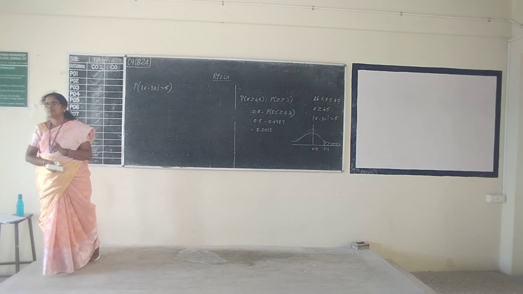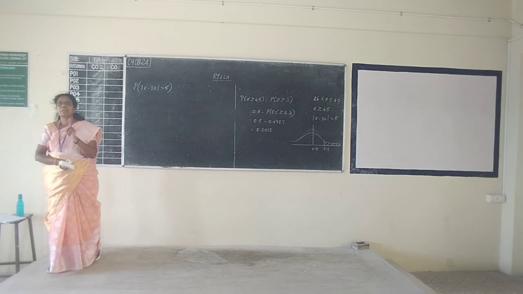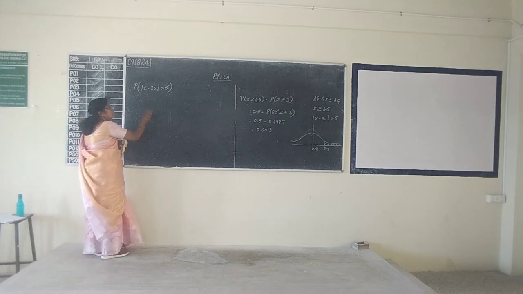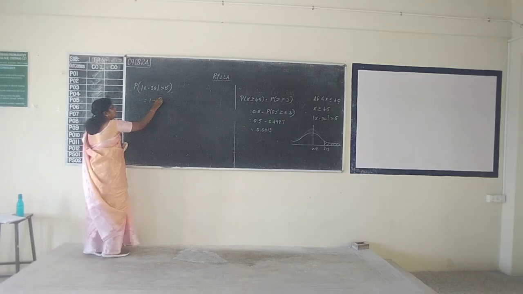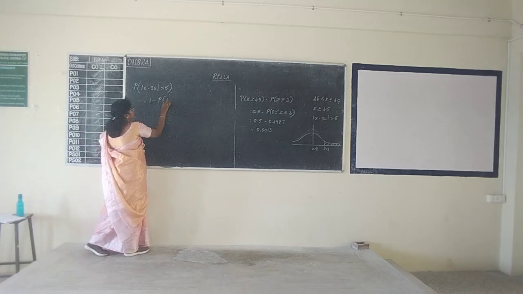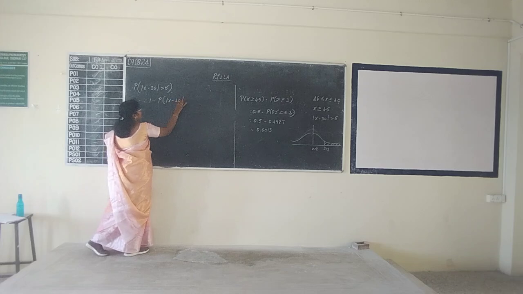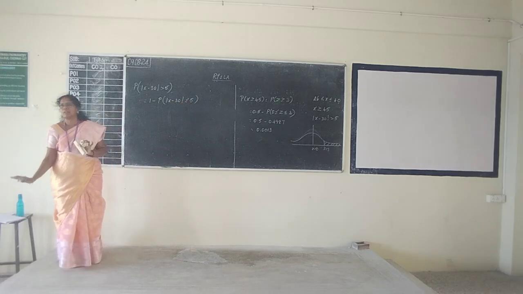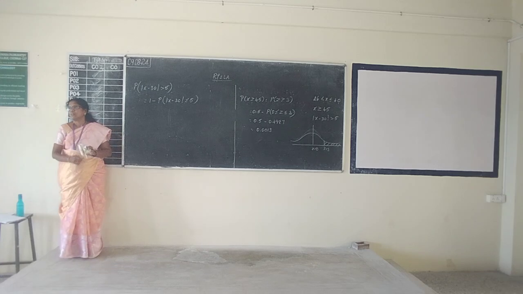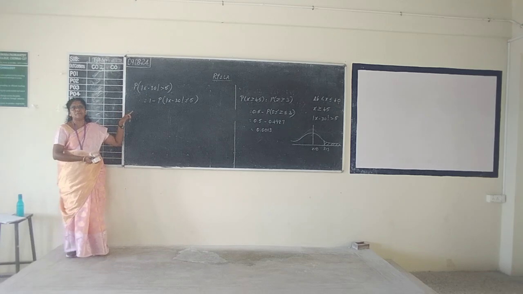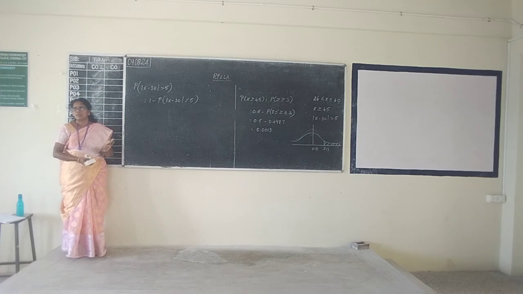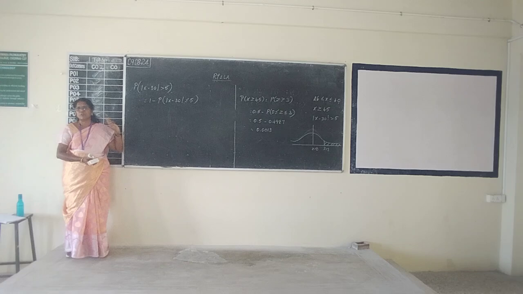You are dealing only with modulus. You have to find the probability. So how can you relate this according to the probability concept? 1 minus probability of mod x minus 30 less than or equal to 5. The simple one using the complementary concept. What is the complementary for greater than 5? Less than or equal to 5, since we are in probability. Now it is converted to less than or equal to 5.